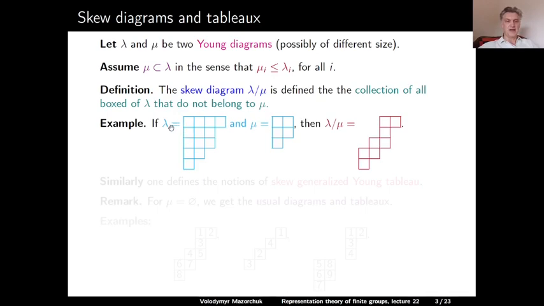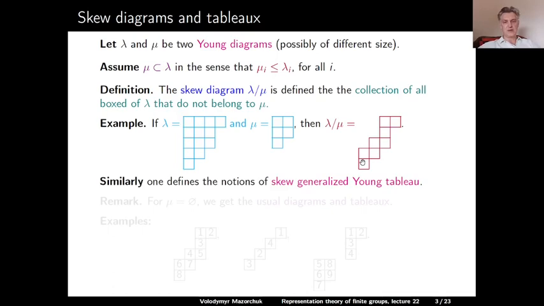So assume that lambda is the partition 4, 3, 3, 2, 1, and mu is a partition 2, 2, 1. Then lambda over mu is the following skew diagram. So it has two boxes in the first row, but they start from the third position. It has one box in the second row, which starts from the third position. It has two boxes in the third row, which start from the second position. And then it has two boxes in the fourth row, which start from the usual first position, and one box in the fifth row, which also starts from the usual first position.